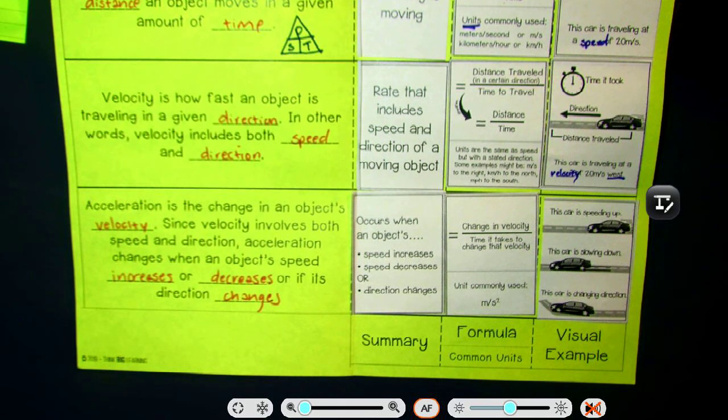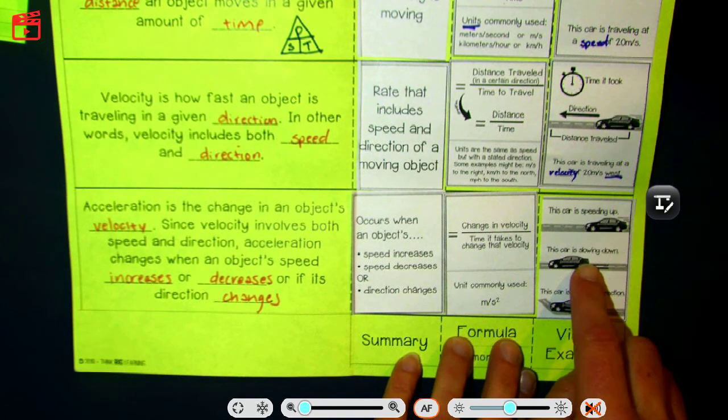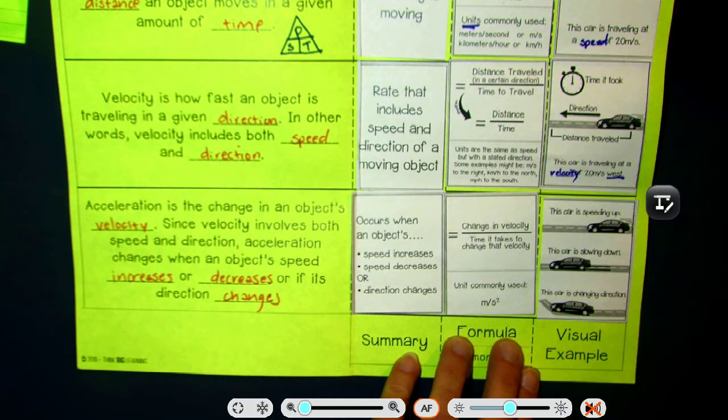Then the car is speeding up. That's acceleration because it's going faster. The car is slowing down. So that's also acceleration. And remember in class when we were talking about this, speeding up would be positive acceleration. Slowing down, negative acceleration. Remember, we don't use accelerate as just meaning speed up.